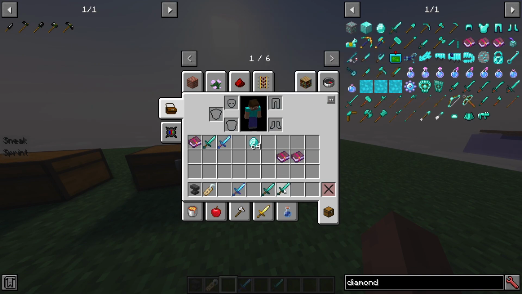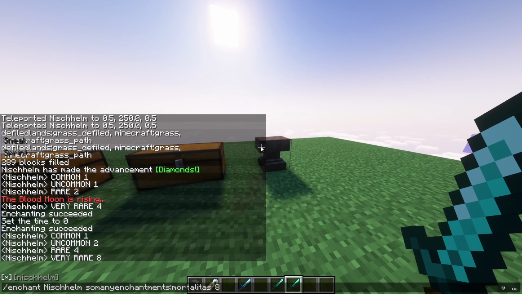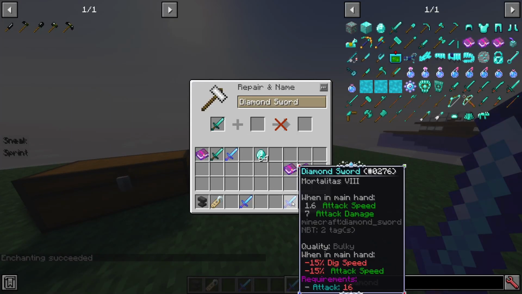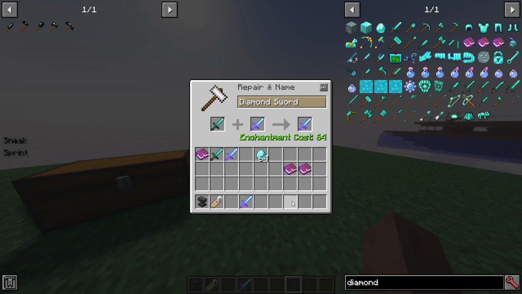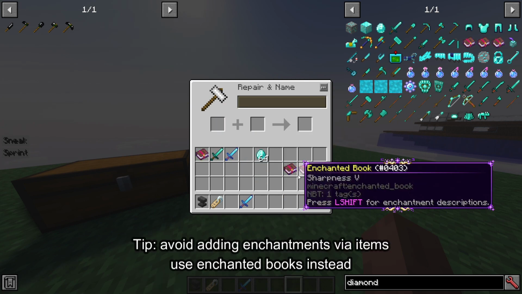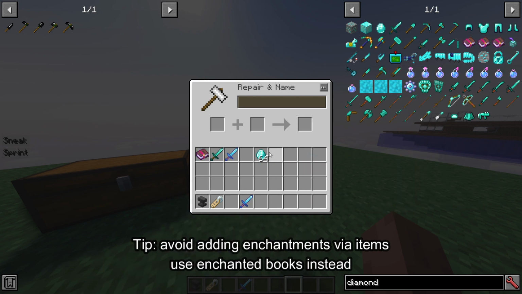Example is Mortalitas 8 on this weapon, and we want to put it on this weapon. How much is it gonna cost? Think about it. Mortalitas is a very rare enchantment. So on a book it's gonna cost 32 levels. So on this, 64 levels. Yeah. Don't do this. Always put enchantments on your weapon via enchanted book.